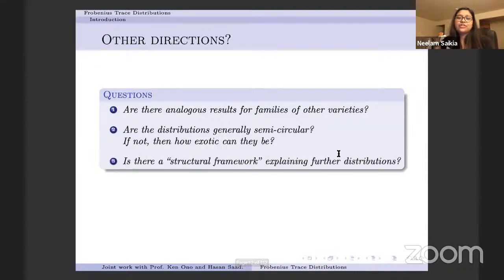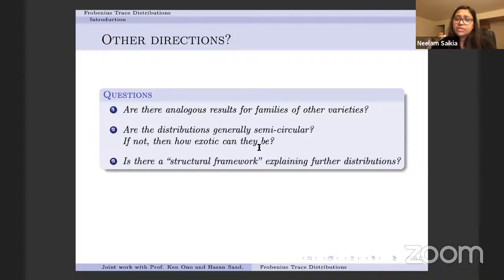So first we would like to study the first question: are there analogous results for other families of varieties which are like Sato-Tate? Or could we ask, in every variety, can we get a semicircular distribution like we have in the Sato-Tate case? And frankly speaking, we would be disappointed if we got semicircular all the time. So if they are not semicircular, then how exotic can they be?